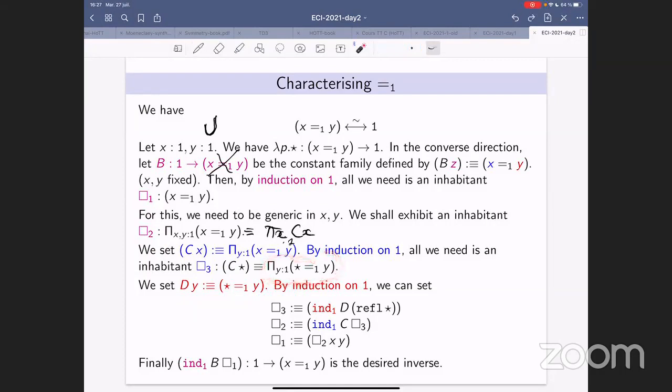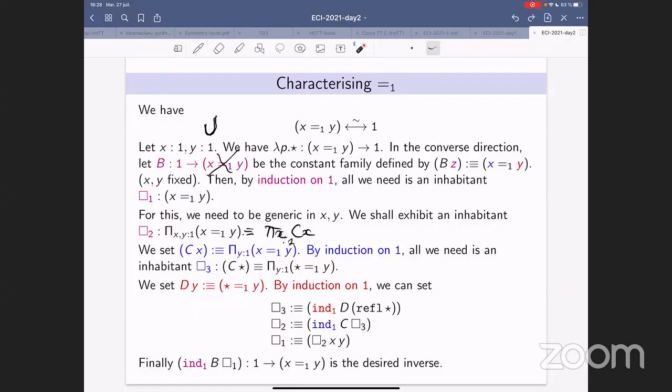Okay. So again, how do we find this guy? By induction on 1. We only need to find a value when y is star. So we need to find an element in star equals star. Okay, that's box 3, but it's easy. Take the reflexivity. Okay, so box 3 allows me then to define box 2, which allows me then to define box 1.